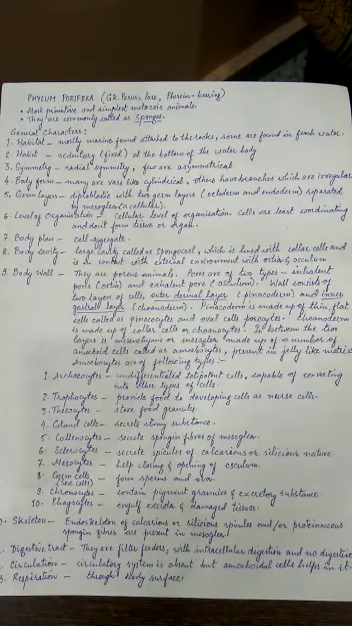So the first phylum is the Porifera, which includes the pore-bearing animals. That's why it is called Porifera. They are the most primitive and simplest type of metazoic animals. Metazoics are multicellular animals, and they are commonly known as the sponges.